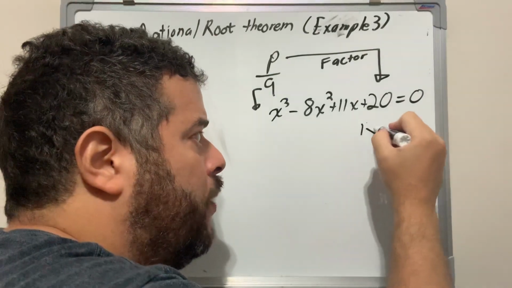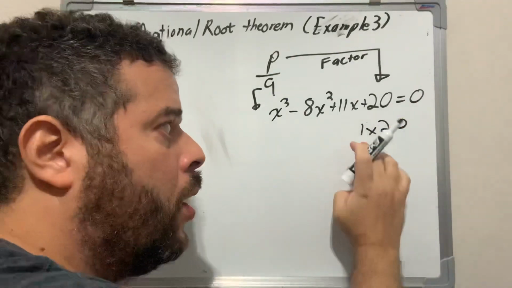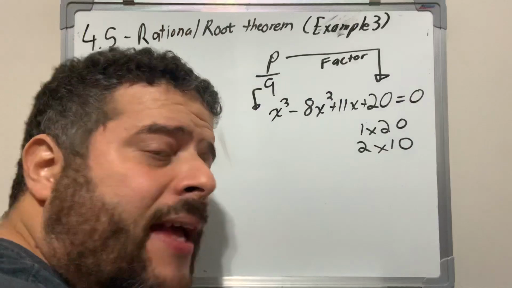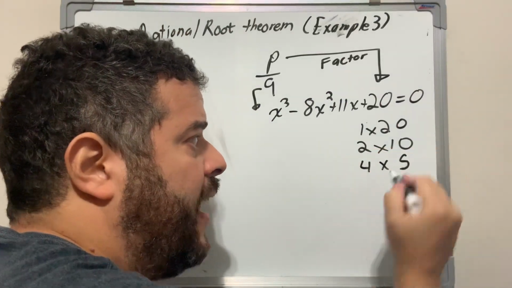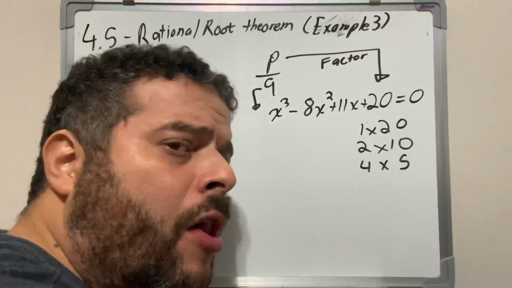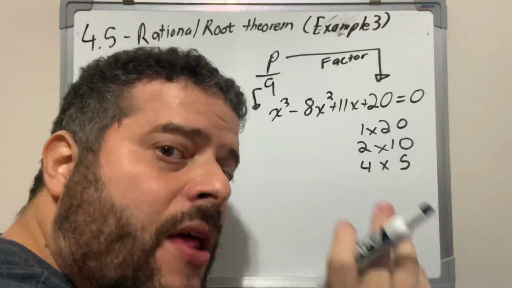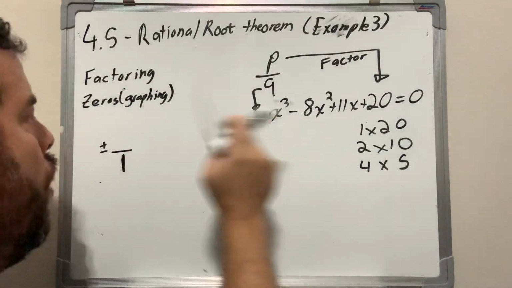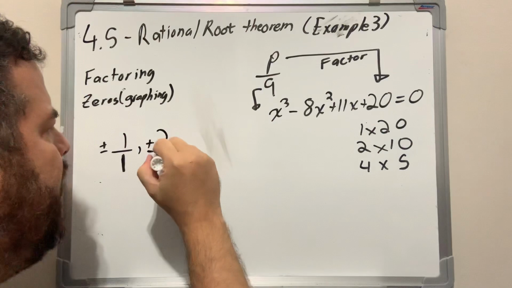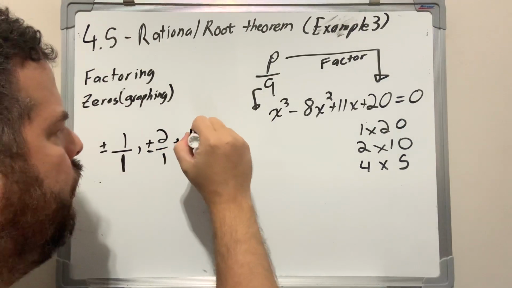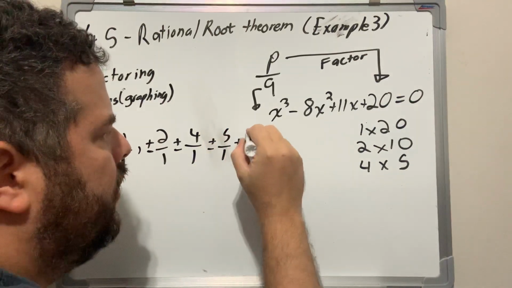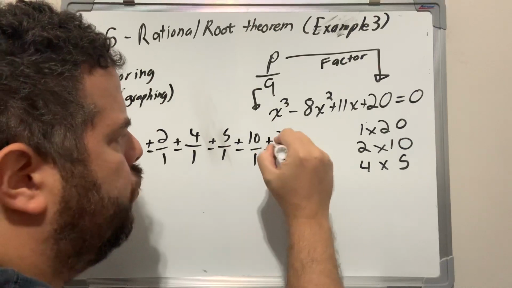Now, what are the factors of 20? Remember, always begin with 1. Many students forget 1. 1 times 20. Then I go 2 times 10. 3, I can't. 4 times 5. 5 times 4, but I already have it here. So those are all my factors. So again, the solution will be either 1 divided by 1, positive negative 2 divided by 1, positive negative 4 divided by 1, positive negative 5 divided by 1, 10 or 20.